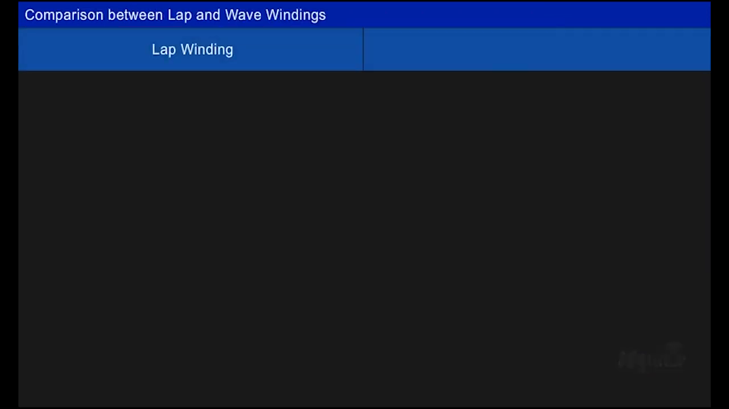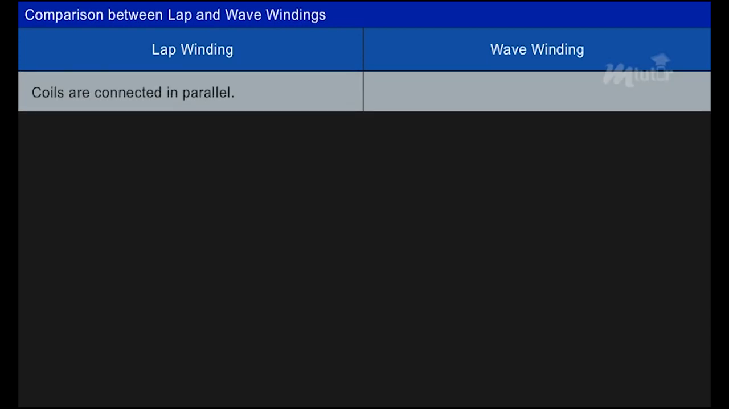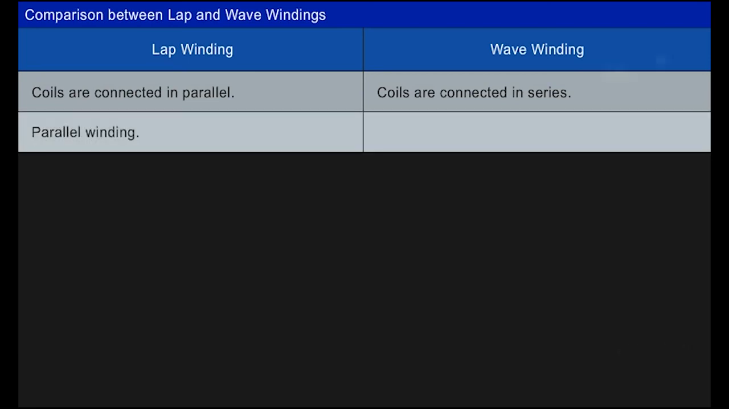Let us summarize through a comparison between the lap and wave winding, which we have learnt so far. In lap winding, all the coils generating EMF in the same direction are connected in parallel, whereas in the wave winding, the coils carrying current in the same direction are connected in series. Hence, lap winding is also known as parallel winding, whereas wave winding is called series winding.